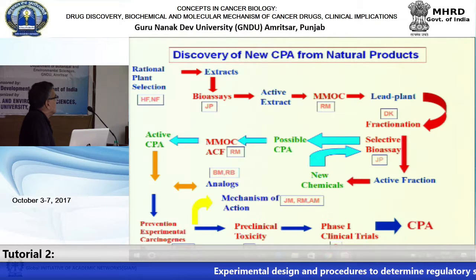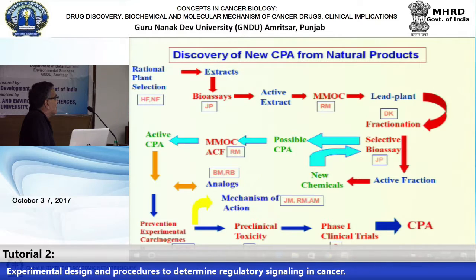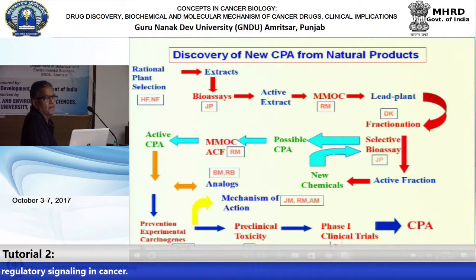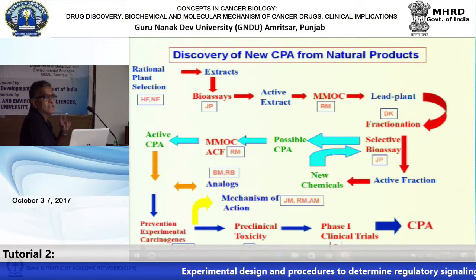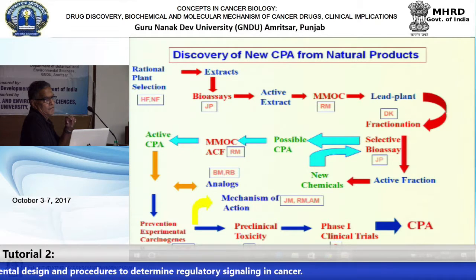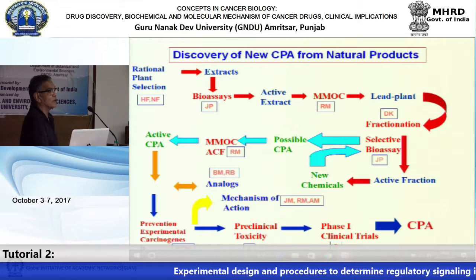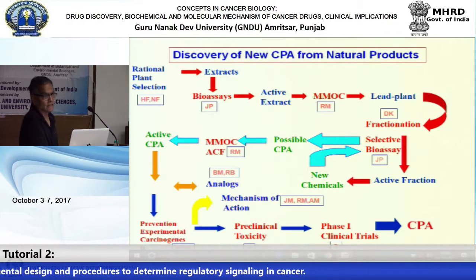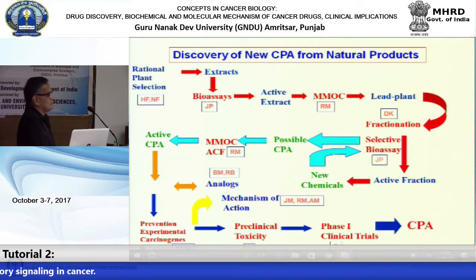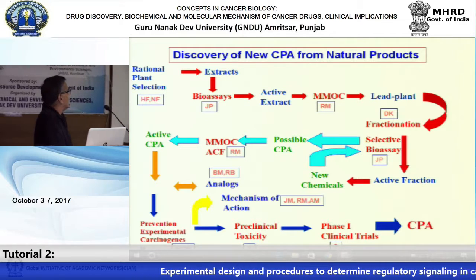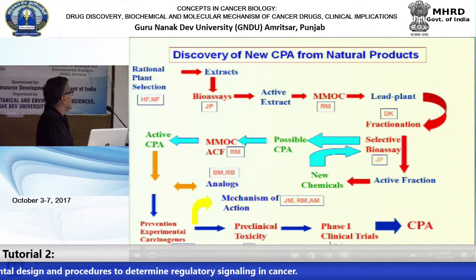Then you say, well, okay, this fraction has a possible chemopreventive agent because it is active. So we try that again in MMOC. That's a second-level, higher-level screening. The first level screening is cells, but now you're going to the organ. And then I also do the ACF. ACF is the aberrant crypt foci in the colon. That's a predictor for colon cancer, and we have numerous papers on this also. So we do the mouse mammary gland organ culture and ACF on this chemopreventive agent. If it is active, it's an active chemopreventive agent.